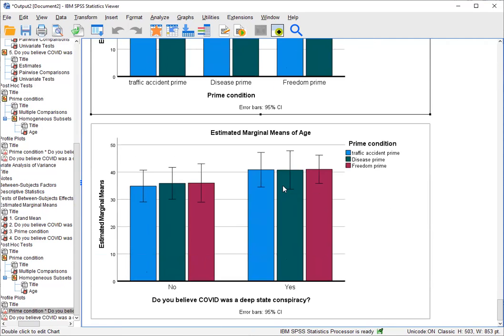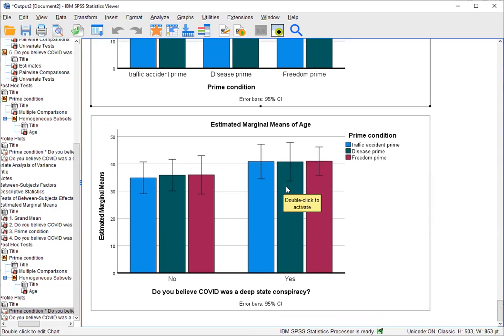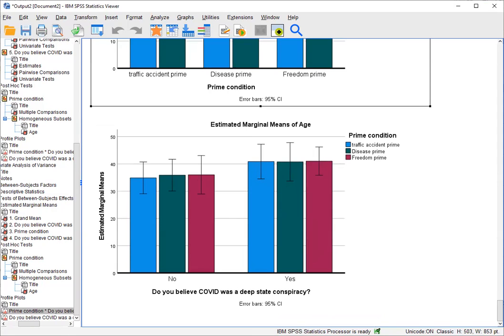It's just mean age. And here, if we do it the other way, we put conspiracy beliefs on the x-axis, and here you can see even more clearly that independently of what prime condition they're in, people who thought that COVID was a deep state conspiracy tended to be older than 40, whereas the others were around 35, right? All right, so that's how to do an ANOVA. Factorial ANOVA, I should say.